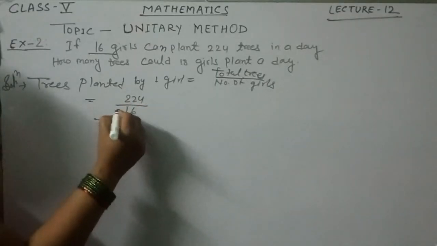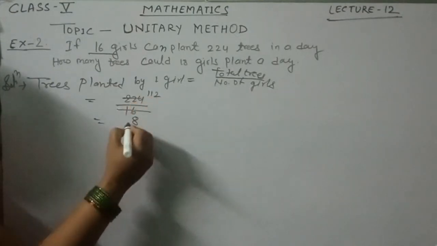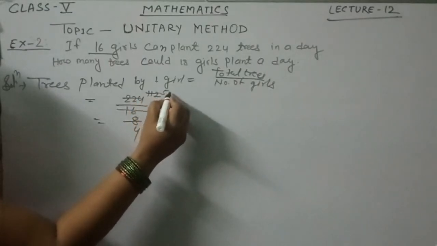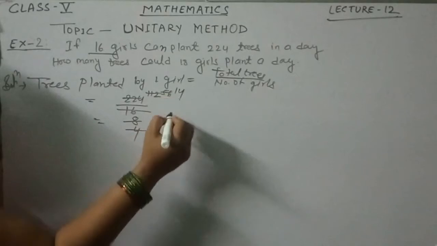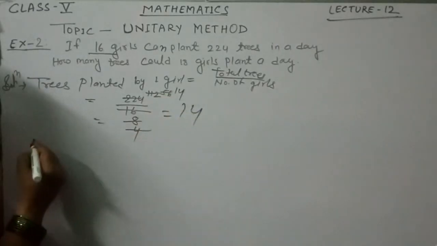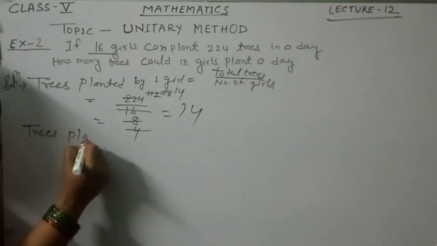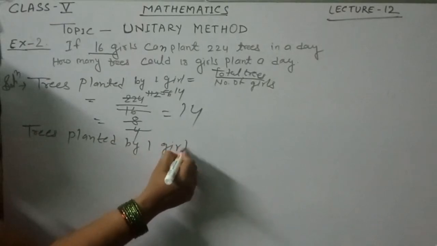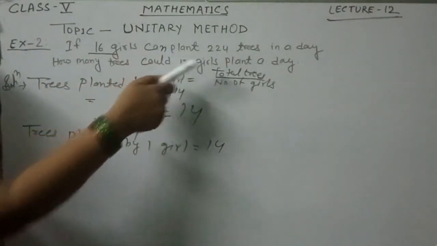Otherwise reduce the number. You can reduce: 2 8s are 16, 2 1s are 2, 2 2s are 4 again, 2 4s are 8, 2 5s are 10, and again 2 6s are 12. Again 4 1s are 4, 4 4s are 16. That means 14. Trees, what we get here, trees planted by one girl, how much? 14 in a day. Then we have to find for the 18 girls.